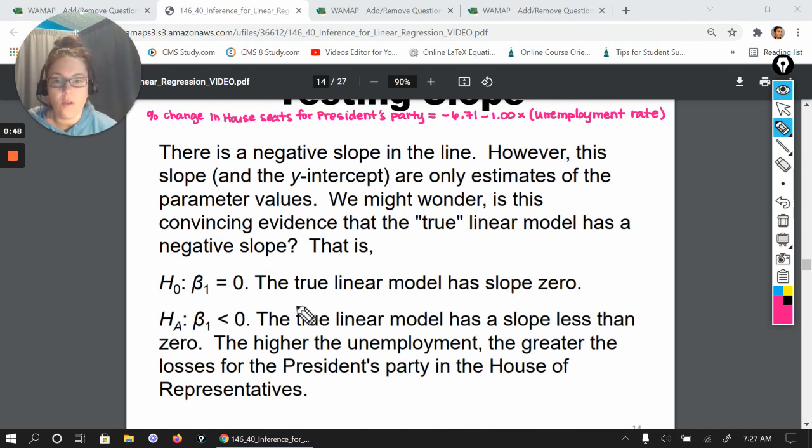However, this slope and the y-intercept are only estimates of the parameter values. We might wonder, is this convincing evidence that the true linear model has a negative slope? That is, if the null hypothesis says beta 1 equals 0, meaning the true linear model has a slope of 0, and the alternative hypothesis is beta 1 is less than 0, or in other words, the true linear model has a slope that's less than 0, the higher the unemployment, the greater the losses for the President's Party in the House of Representatives.